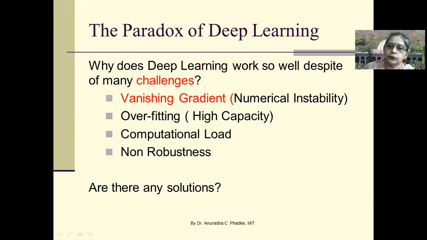So now let us have a look at what are certain issues or challenges when we are using deep learning. Basically, when we say deep learning, there are multiple layers in the neural network. Because of that, we may face certain issues like vanishing gradient or overfitting of the network. Then computational load is very huge and non-robustness. So are there any solutions to these challenges? Yes, of course, there are solutions. Before going to solutions, let us understand what we mean by these problems?